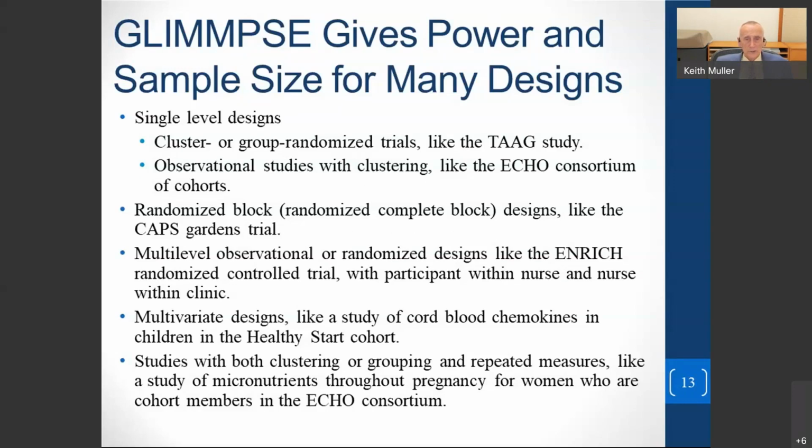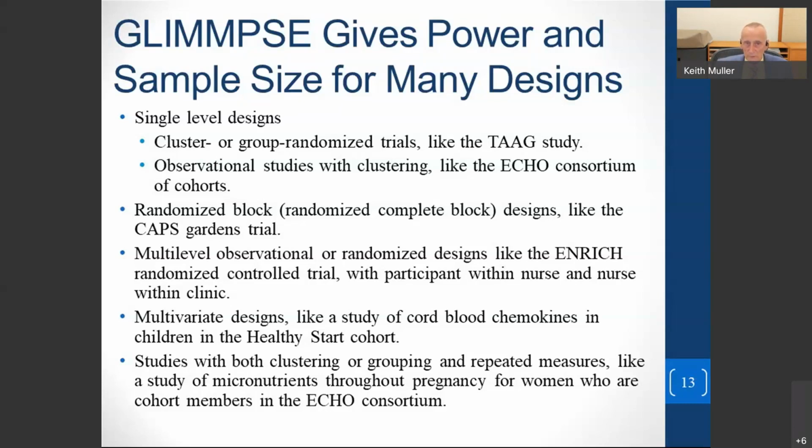GLIMMPSE covers a wide range of designs, and we list here acronyms of studies that you might have heard of, and if not, you can certainly look them up because they're the result of publications and are all funded by NIH collaborations except one, which is an NCI collaboration. American Cancer Society funded. So the TAG study was a cluster randomized study.